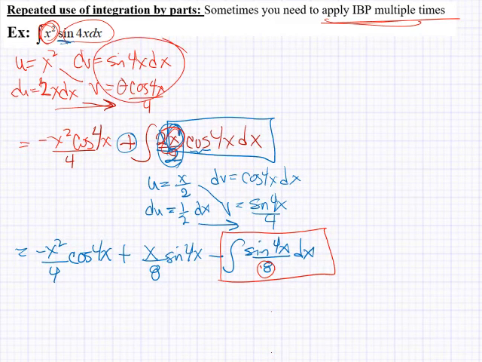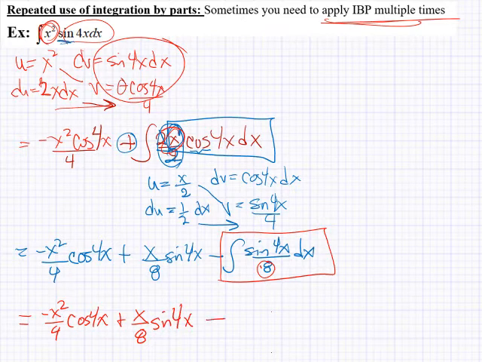So once we integrate that, we end up with negative x squared over 4 cosine 4x plus x over 8 sine 4x minus negative cosine, so that we become plus cosine 4x over 32. Over 32 because it would be over 4 with the extra 8. That's where the 32 comes from. Throw a plus c on the end, and there's your answer.